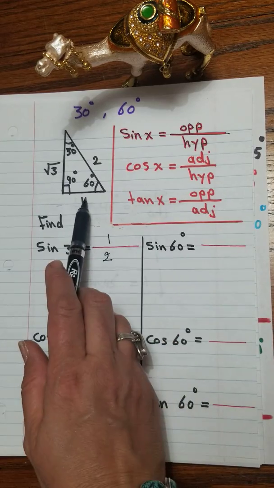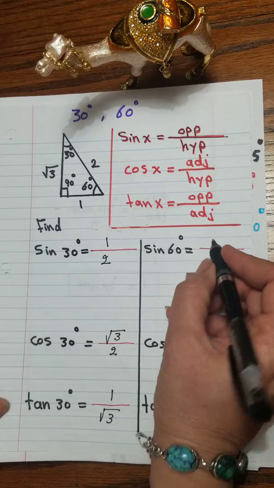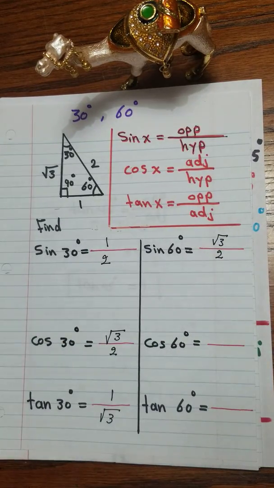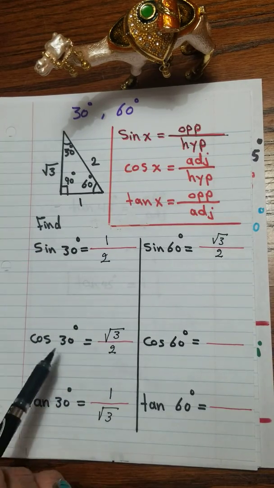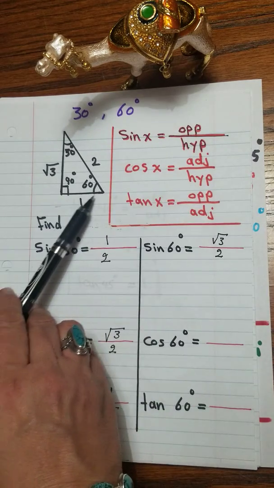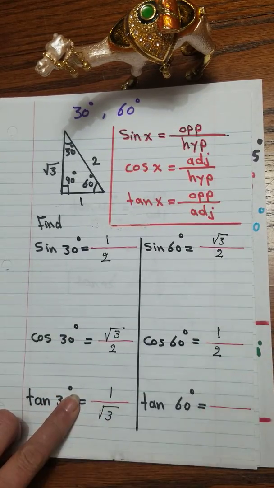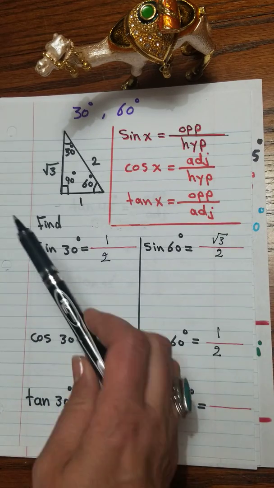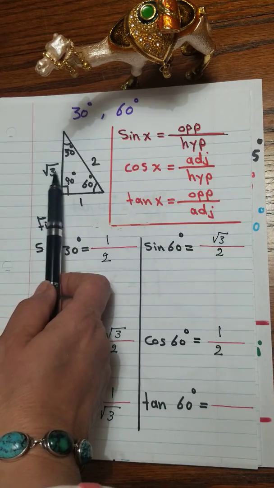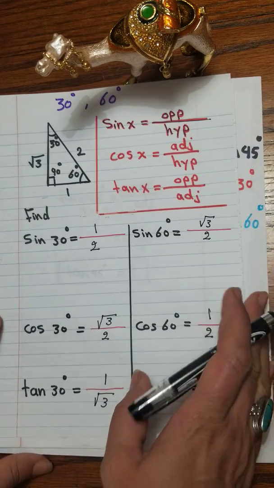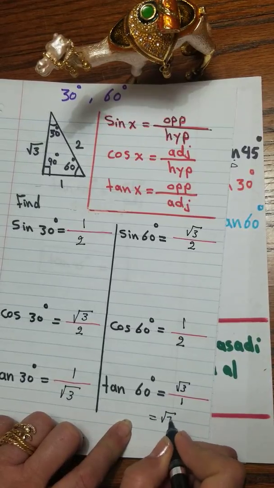For 60 degrees, sine 60 degrees, same thing. 60 is the opposite over the hypotenuse, which is square root of 3 over 2. Cosine 60 degrees is the adjacent over the hypotenuse, which is 1 over 2, 1/2. Tan 60 degrees. Tan means the opposite over the adjacent. So that's 60, the opposite of it is square root of 3 over 1. It means tan 60 degrees equals square root of 3.